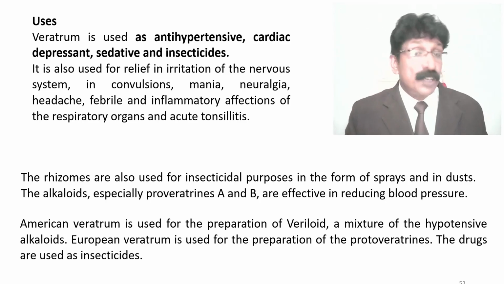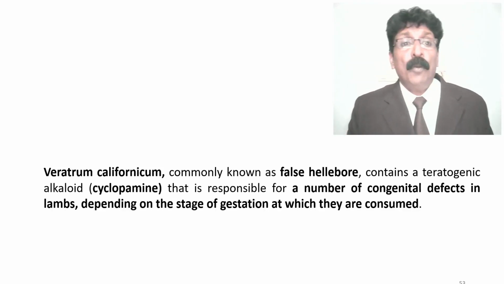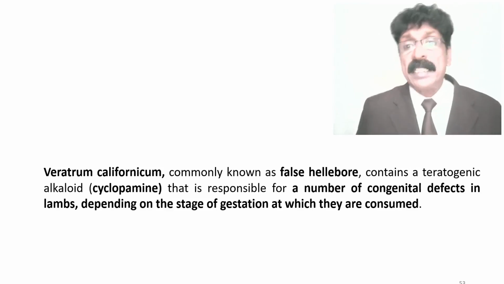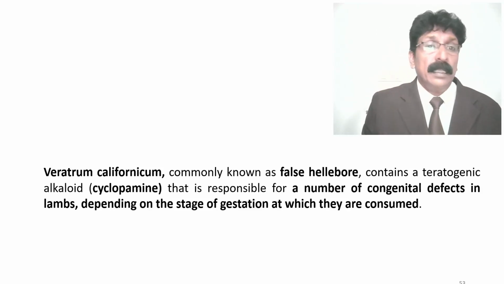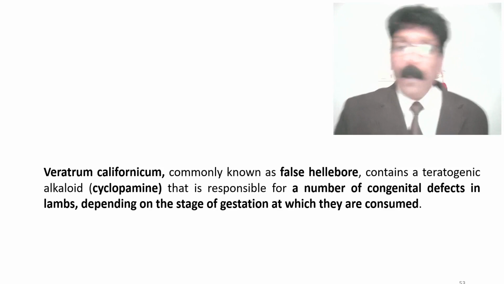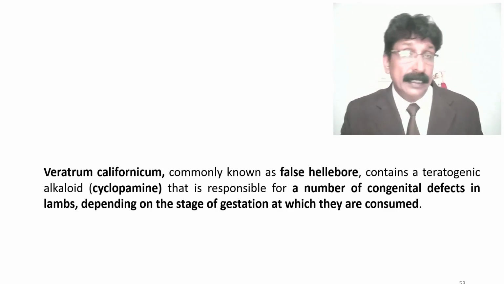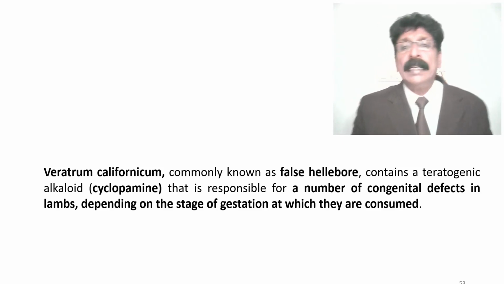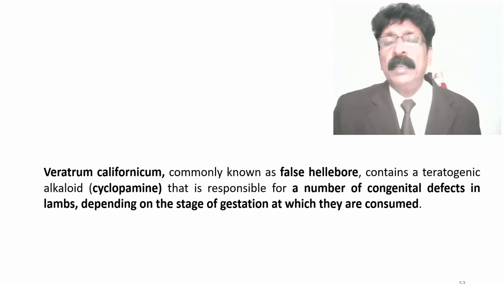So you should remember they have teratogenic effect, but they have other uses also. Veratrum californicum, commonly known as false hellebore, contains a teratogenic alkaloid, that is cyclopamine, that is responsible for a number of congenital defects in lambs, depending on the stages of gestation at which they are consumed. We are talking about animal study, not human study, but they are teratogenic.